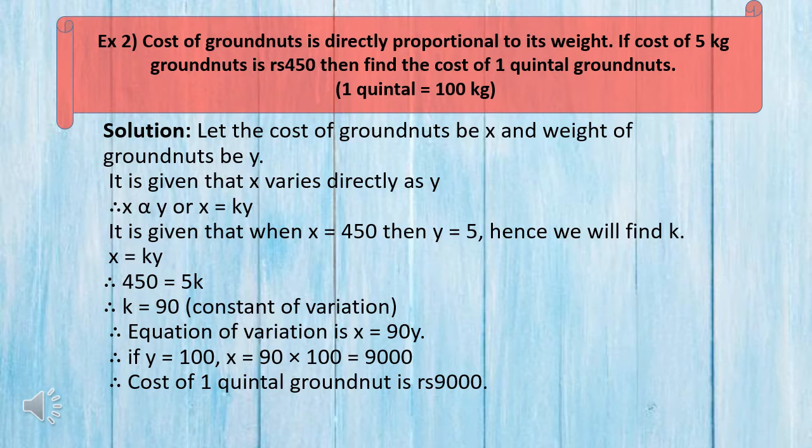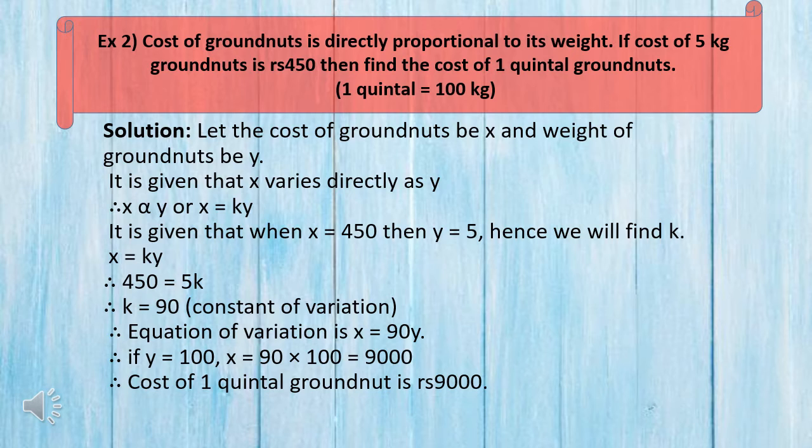In the last examples also we have seen that we first found the value of k. So the equation is x is equal to ky. We will substitute the value of x and y, that is 450 is equal to 5k, where 450 divided by 5 is equal to k. Therefore, k is equal to 90. So what is k? K is the constant of variation. We have seen in the formula also. Now we found the value of k.